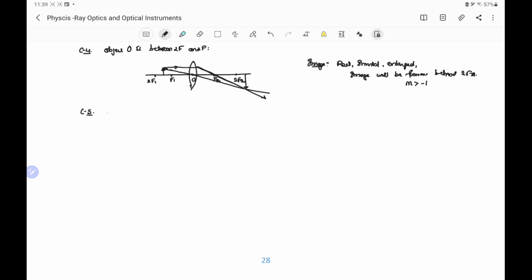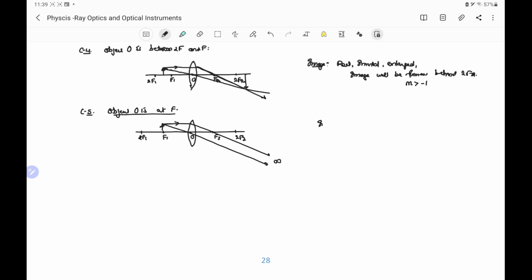Fifth case is object O is at focus. In this case, we take a lens with optical center O and principal axis. Focus are f1. This is 2f1, f2, 2f2. Object is at f1. So if a ray is taken parallel to the principal axis, it passes through f2. And another is taken through optical center, and it becomes parallel to the earlier ray. So image will be formed at the infinity.